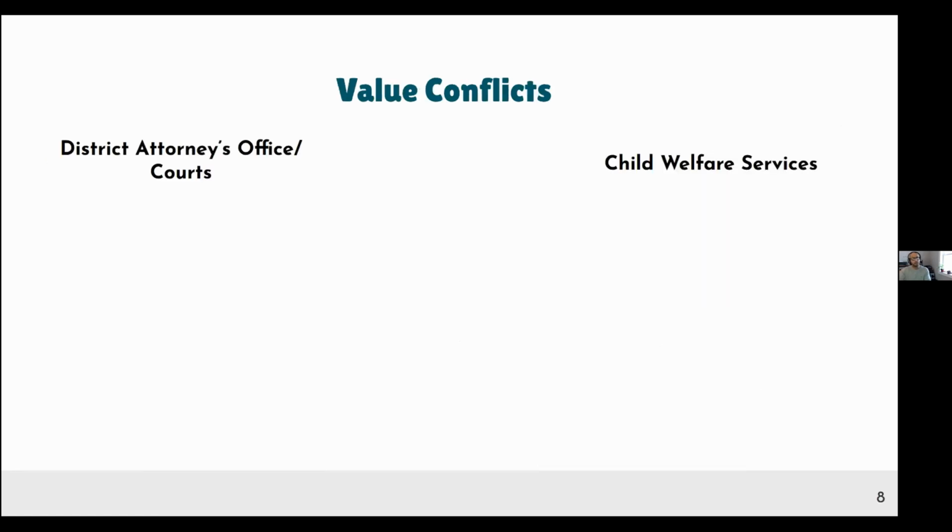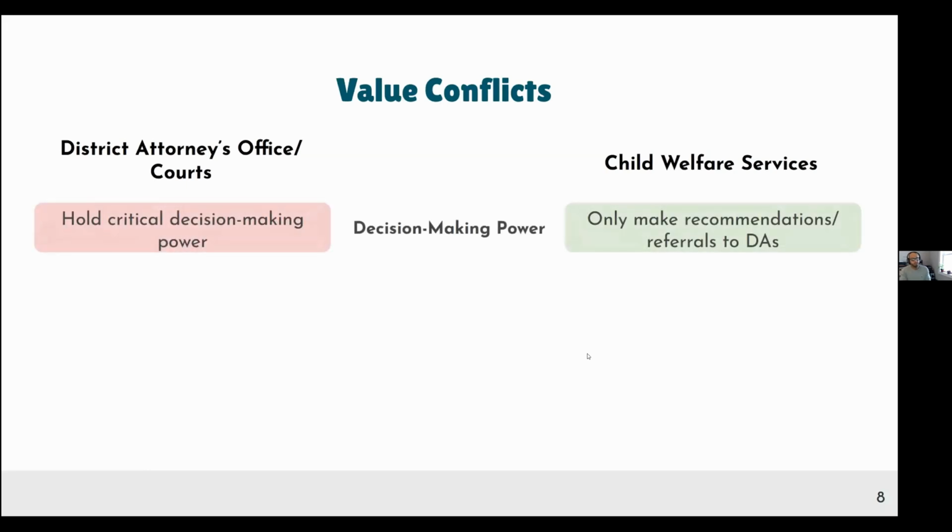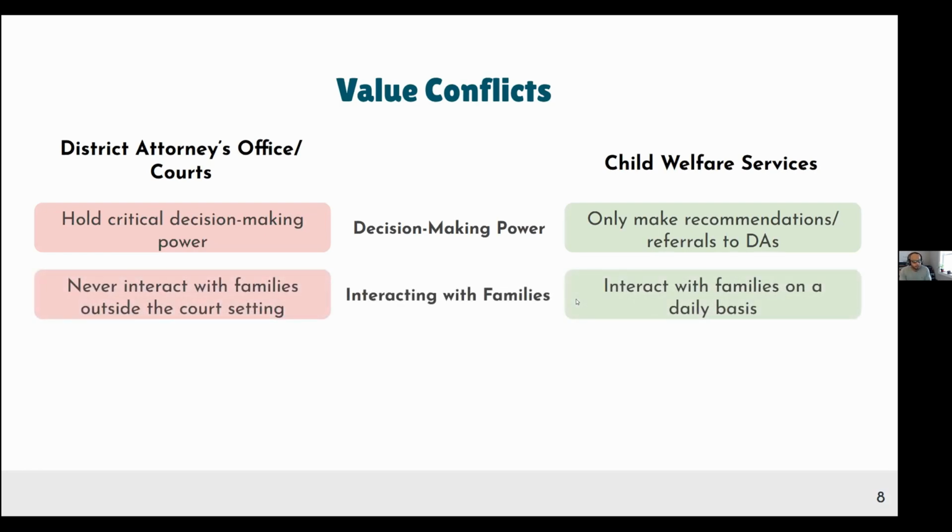Next, I want to discuss the value conflicts that exist in the child welfare system and between child welfare and the courts. So contrary to popular belief, critical decision-making power does not sit with the child welfare staff. All the critical decisions such as reunification, termination of parental rights, and transfer of guardianship are made by the district attorney's office and the judges. Child welfare staff can only make recommendations, which can be fully ignored by the DA's office, and they often are. The assistant DAs only interact with families in a court setting, whereas caseworkers interact with them in their everyday lives and know what's going on with the families. Oftentimes, the ADAs can't even pronounce the kids' names right.